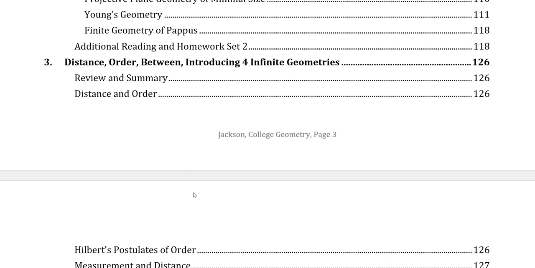This week, we're going to look at distance, order, between, and we're going to introduce our four main infinite geometries that we're going to be looking at throughout most of the rest of the semester. You may notice that each week there's a sort of theme, even though all this material is cumulative as we go through. The theme of this week is distance, order, between, and then these finite geometries.